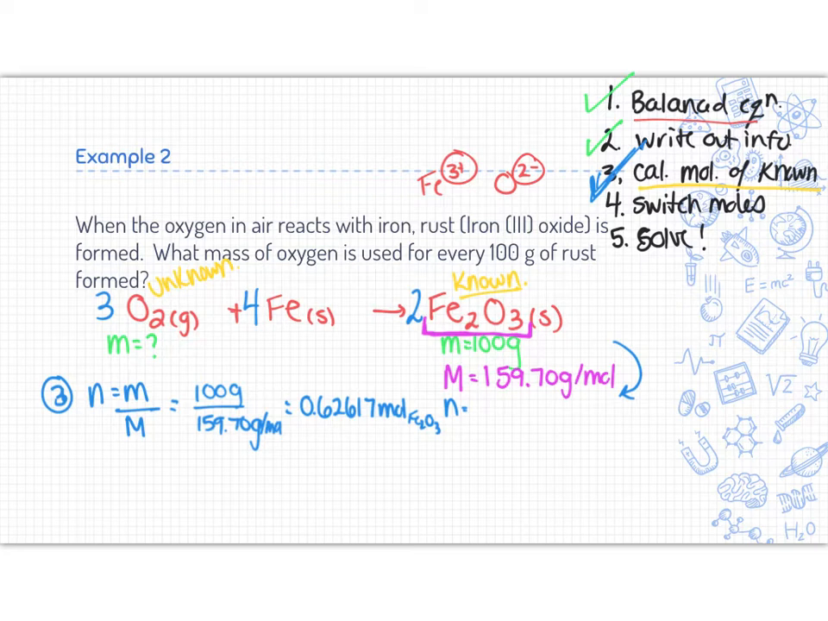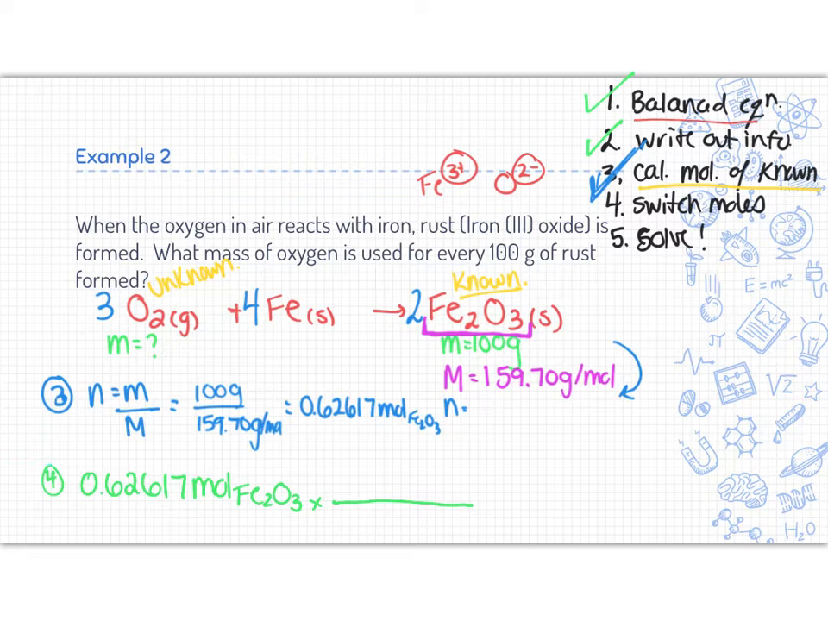Now, to be able to talk about information about oxygen, to go from one compound to another in an equation, we need to use our mole ratio. So this is how we're going to switch moles. We're going to go from moles of iron 3 oxide, which we just calculated, to moles of oxygen. Again, this is using our mole ratio. This is step 4. So we're going to take our just calculated value, and I'm going to multiply by a fraction.